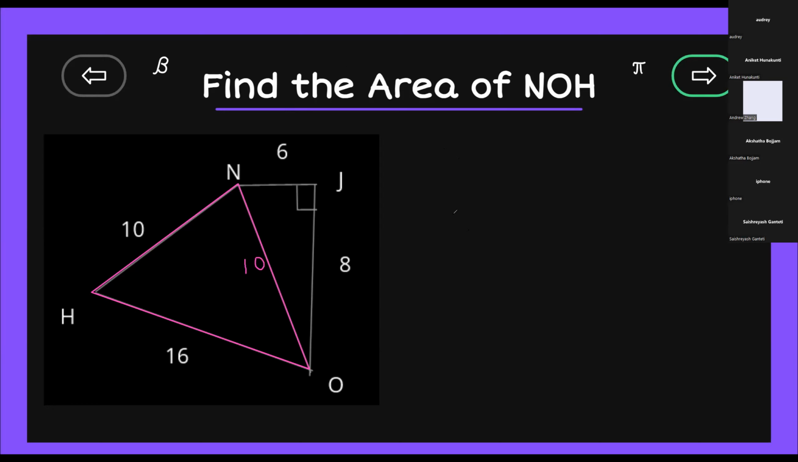So now what we have to do is find the area of a triangle with side lengths of 10, 10, and 16. So in the chat, what would that be? And remember, you can use your calculator for this. No one's stopping you.